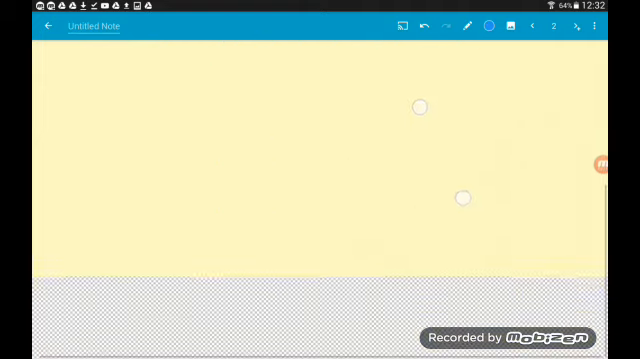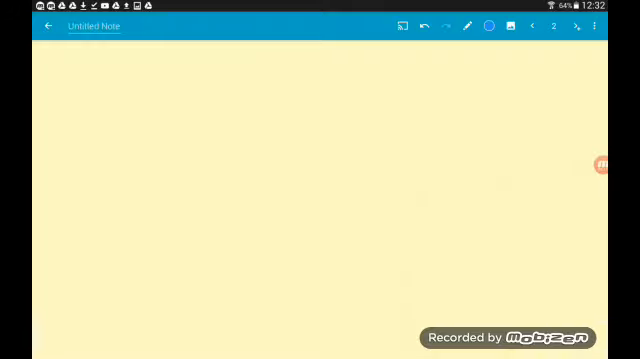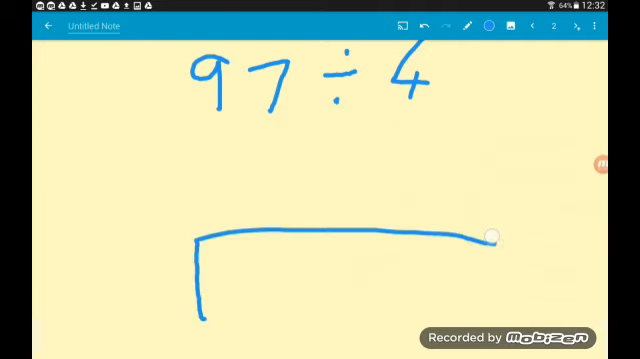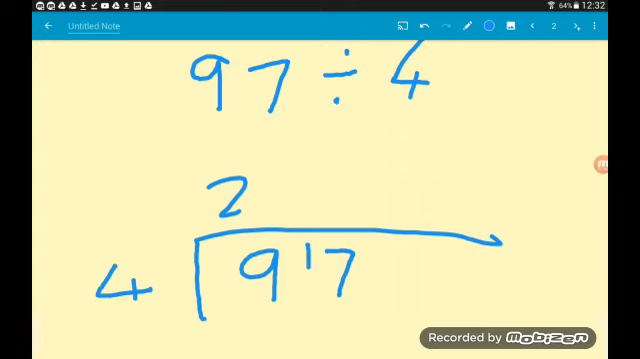Let's do another one. Let's say we want to do 97 divided by 4. Well, that's 97 in here, 4 on the outside. How many 4's are in 9? There are 2, which is 8. So our remainder is 9 take away 8, which is 1. Carry 1. 4's into 17 go 4 times, which is 16.